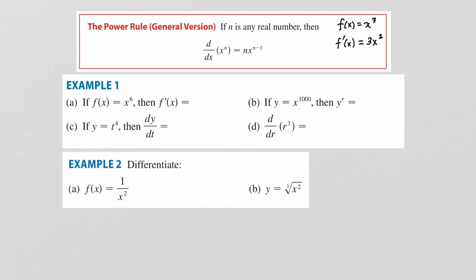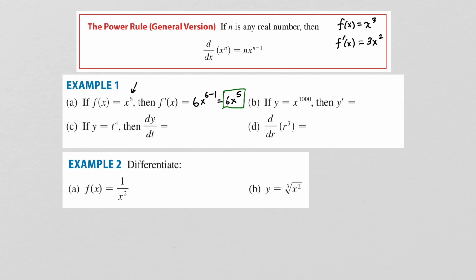So here in the first example, we have the function f of x is equal to x to the 6th power, and we want to find the derivative f prime of x. So the rule says we take the power 6, we bring it down in front, and then we subtract 1 from that power. And when you do the math on this, you get 6x to the 5th power.